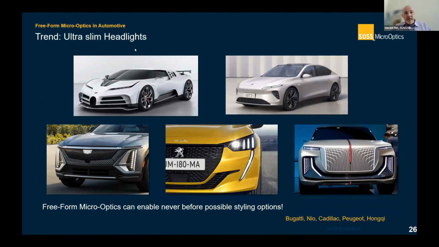What's more, another trend is ultra slim headlights. You see that more and more on the street. Right now, most often these slim features are represented by the daytime running lamp, but in the future this could also be done by full headlamps realized with micro-optical elements, very shallow, very thin headlamp signatures. And that is actually what car manufacturers prefer. They want to have a daytime and a nighttime appearance that is identical to enable better brand recognition of their cars. So freeform micro-optics can enable never before possible styling options.